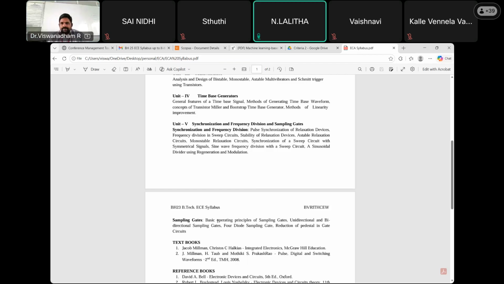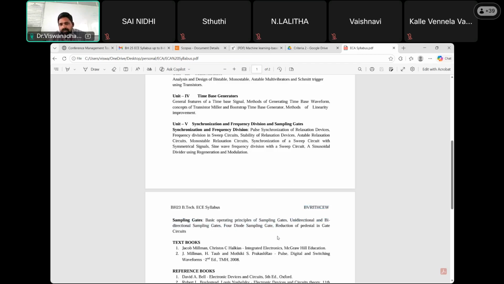Yes, sir. This part is very, very easy. Along with uni, bi, and 4 diode gates, the very important one is reduction of pedestal in gate circuits. This is a very important question. There may be a chance of asking it for 5 marks.